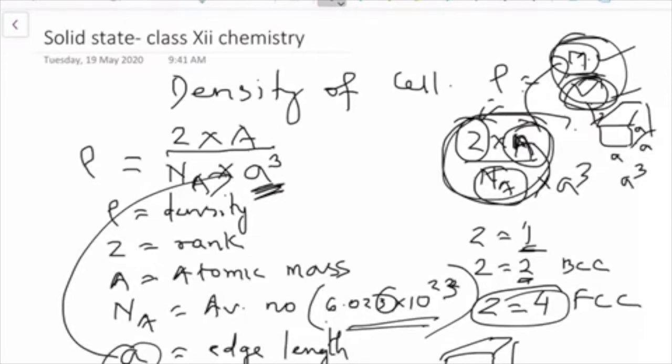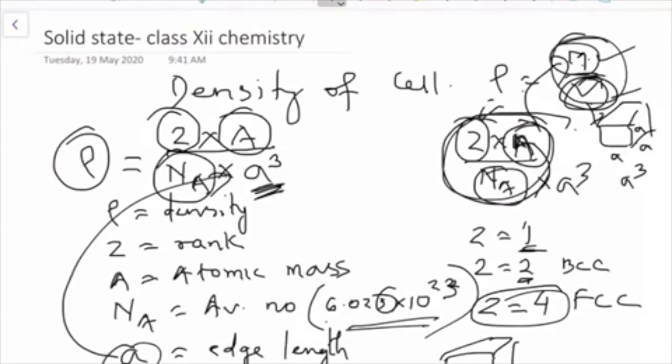Now you can see altogether how many terms there are in the formula. You have density 1, then rank 2, then atomic mass 3, Avogadro's number 4, and volume 5. Now there are 5 terms in the formula, and out of these 5 terms you will be given directly or indirectly 4 terms. Values will be given to you in the question, and you have to find the 5th one.